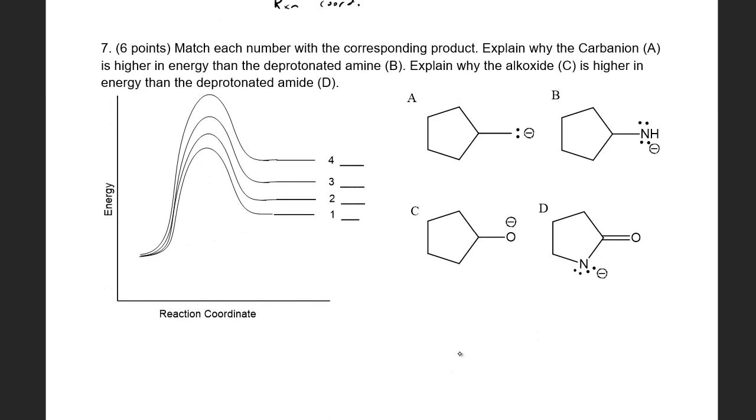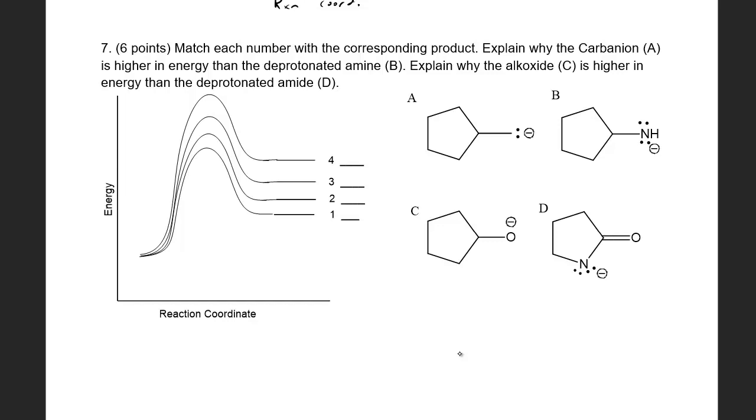For the last one, we have an energy diagram. We've got our reaction coordinates, and we need to match these with the corresponding product. Really, these would be an intermediate of a reaction, but we're only showing basically part of the reaction. So in this case, this is our product of what we're showing.